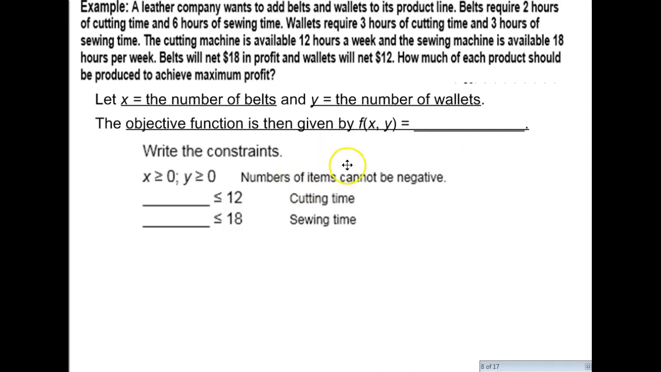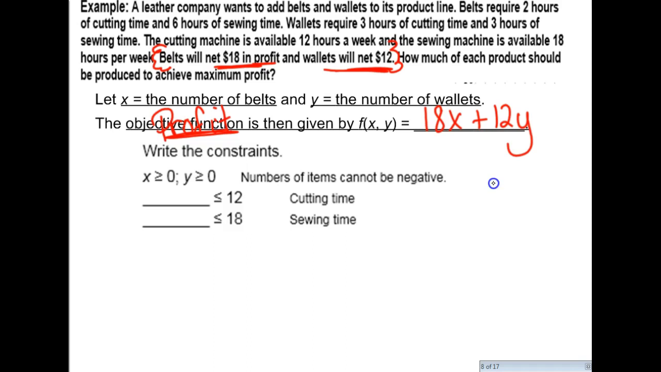So the first thing they wanted me to come up with is the objective function, which you guys can also write as the profit function. That's another way of saying what we're about to write down. So that would be all the profit stuff here. It says the belt will net $18 in profit and the wallets will net $12 in profit. So all those clues together with the variables that are already set up for you says that it's $18 times each belt plus $12 times each wallet.